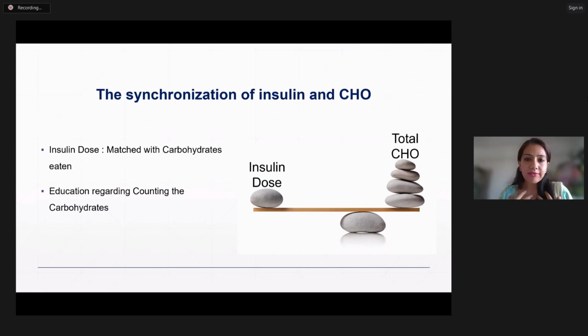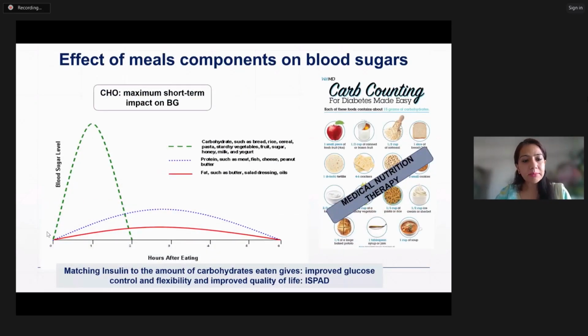If we imagine ourselves, we would not want to eat the same kind of food, same kind of carbohydrates all the time. So even though overall the carbohydrates are fixed on a day-to-day basis, we should be able to give that quality of life to the person who has type 1 diabetes also. That does involve a significant amount of education around counting the carbohydrates. As you can see, the maximum effect on blood glucose is due to the impact of the carbohydrates, and there's some impact seen with fat and protein as well.